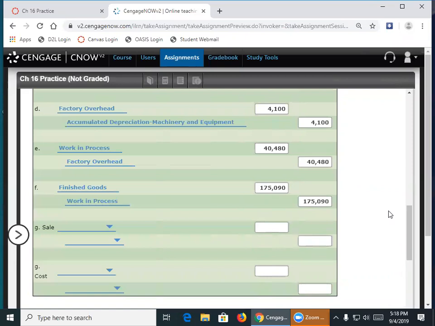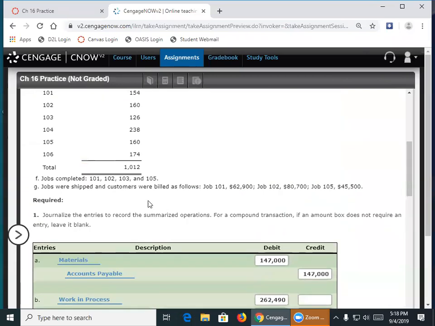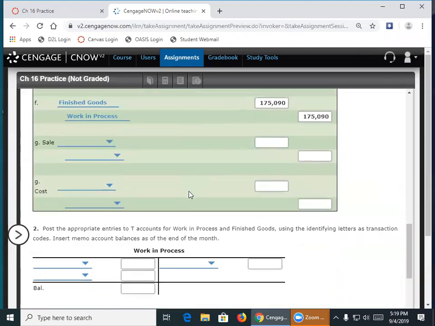And same with G. On G, they want us to give the computation of the sales. In part G, they told us the sales price. When we're dealing with the sales, these are the prices we charge the customers. So on G, we just add up those 3 jobs that were sold: 62,900, 80,700, 45,500. On the sale, well, we billed the clients.